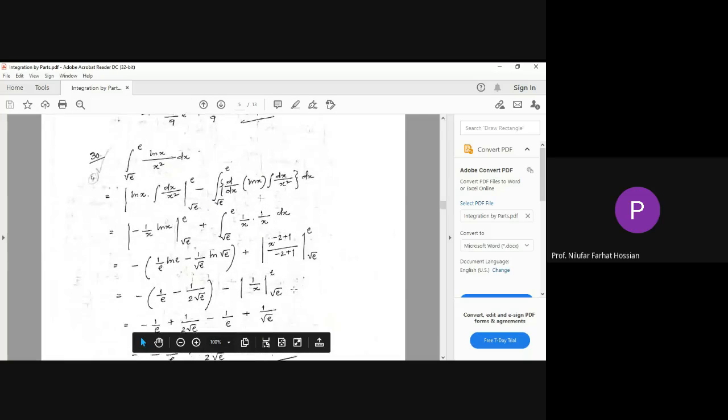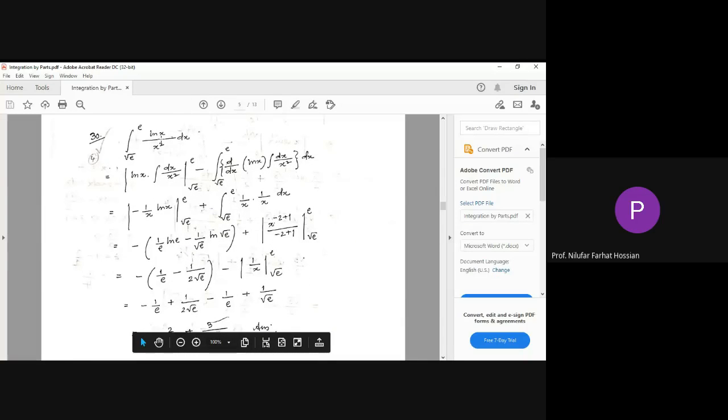So another definite integral. Here also the function involves ln x. You see, now it is ln x divided by x squared. So again, this ln x should be your first function. It cannot be the second function. Ln x into integral of the second function. Integral of the second function means what? 1 by x squared.